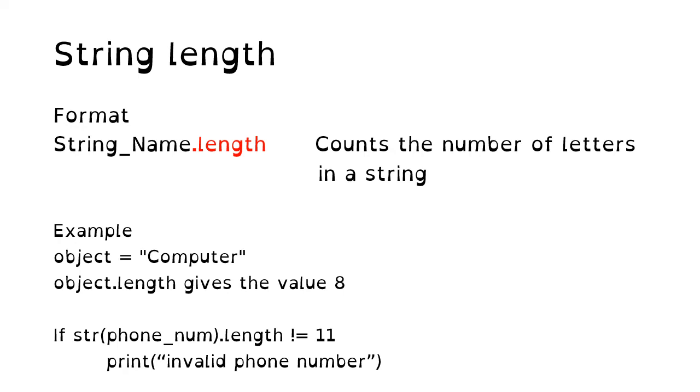We can also use this for data verification. So in the bottom example, we have if then a phone number which has been converted to a string, then dot length to check how long it is. As a typical UK phone number is 11 digits long, let's say the user types something in that isn't 11 digits long, you'll be given an invalid error.